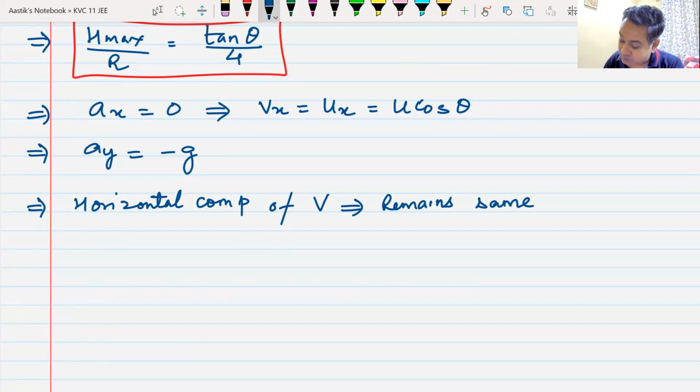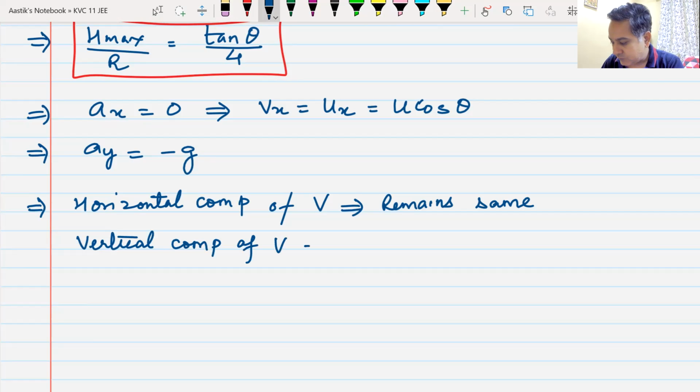Horizontal component of velocity always remains same. The vertical component of velocity, that is Vy, it changes. Do we understand this?